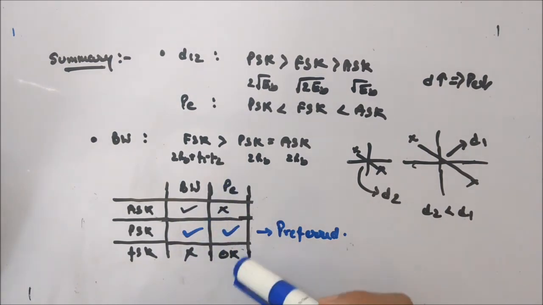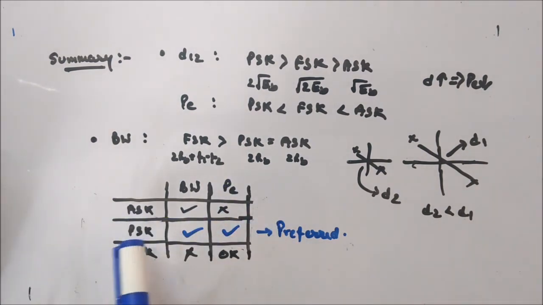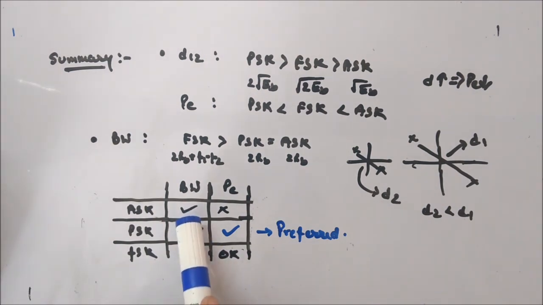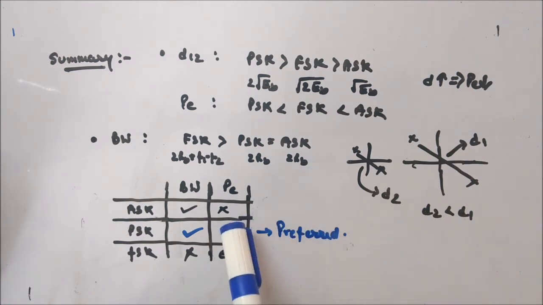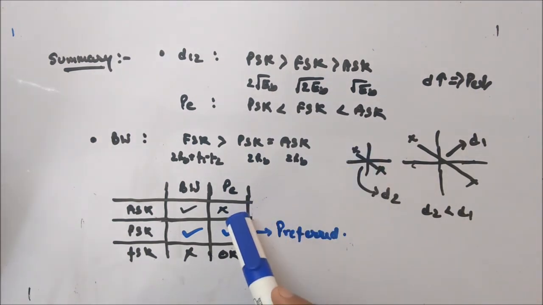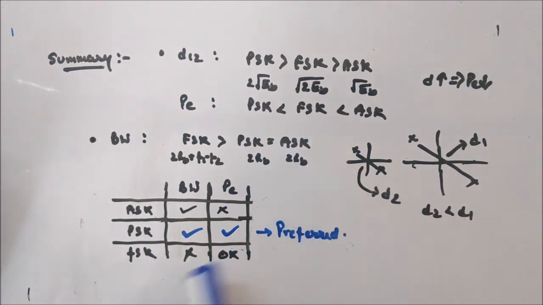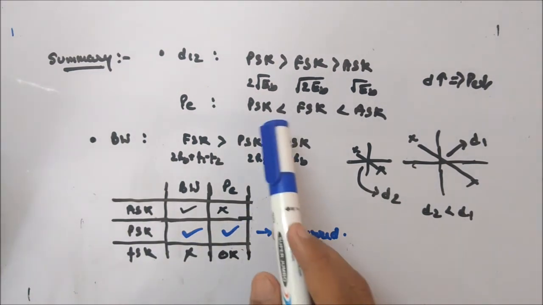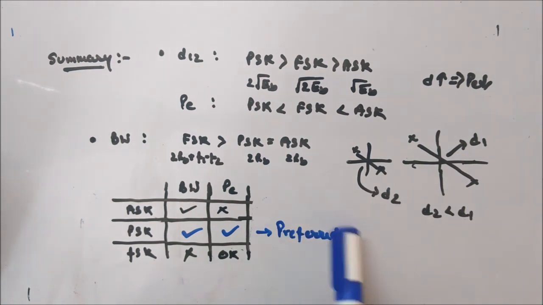This column is bandwidth, this column is probability of error, this row is ASK, this row is PSK, and this row is FSK. You can see in case of ASK, bandwidth is 2 RB, which is okay, but probability of error is maximum, that is not okay. Similarly for FSK, bandwidth is not okay, but probability of error is okay, it is coming in the center. But for PSK, you will have the lesser bandwidth and you will have the minimum probability of error. That is why this case is usually preferred.